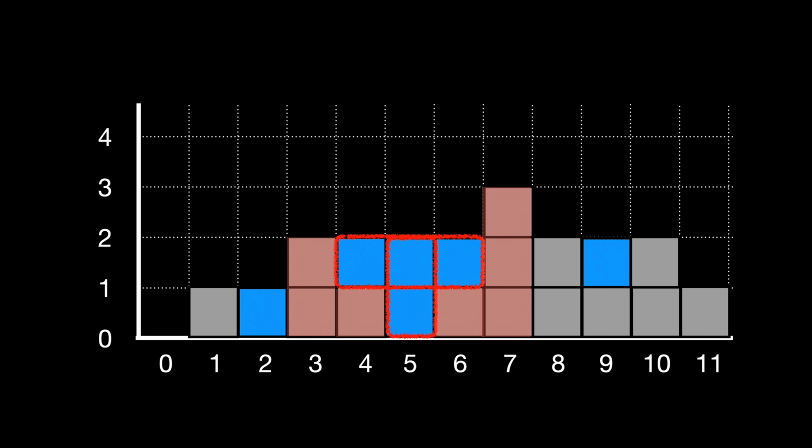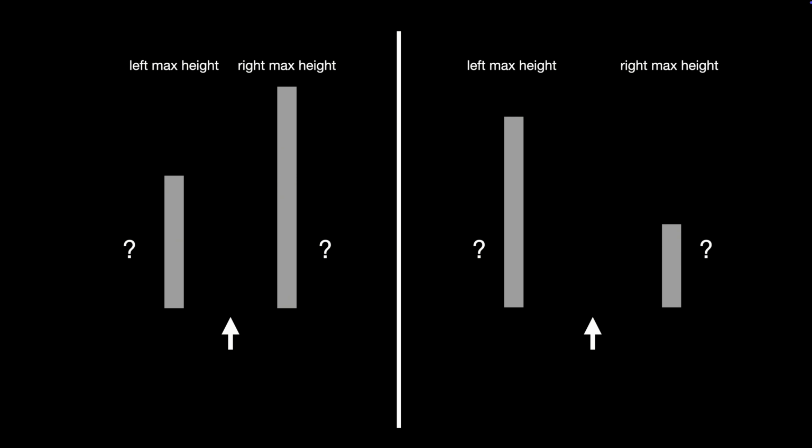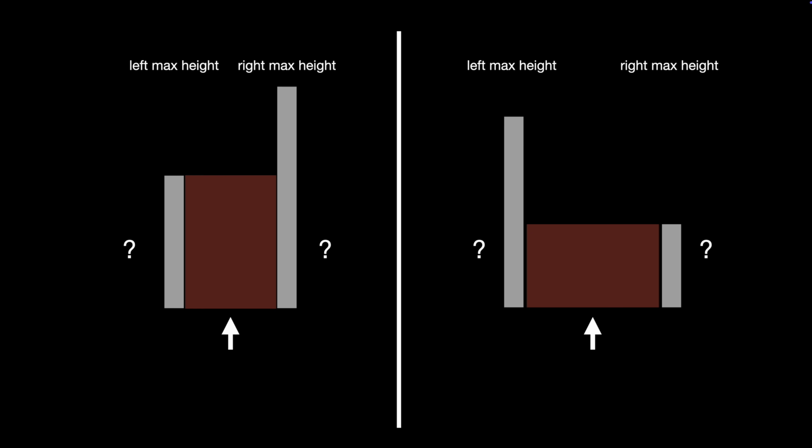Can you start to see the rule here? At any given position, the amount of water it can hold depends on the tallest wall to the left and the tallest wall to the right. The water can only rise as high as the shorter of those two walls. And here's the nice part. We don't care how the walls in between are shaped, just the tallest on each side.